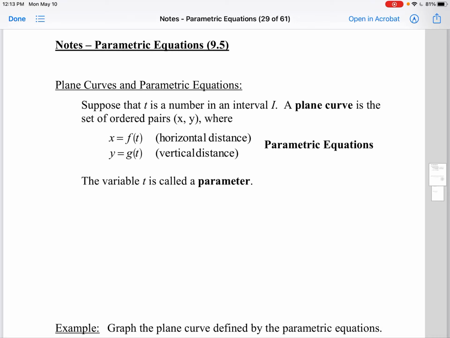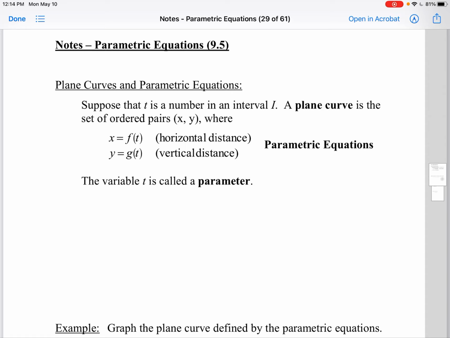Hi everyone. Today we're going to finish off chapter 9 with section 9.5, which has to do with parametric equations. What those are is plane curves in parametric equations. So essentially, we're going to talk about a new variable. That variable is going to be t. Suppose that t is a number in an interval I.